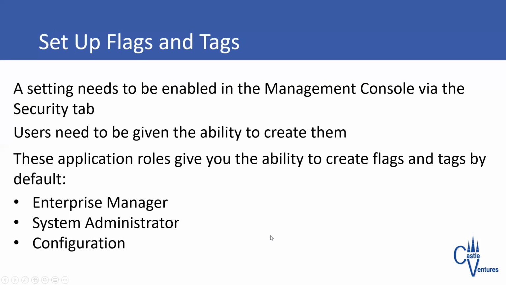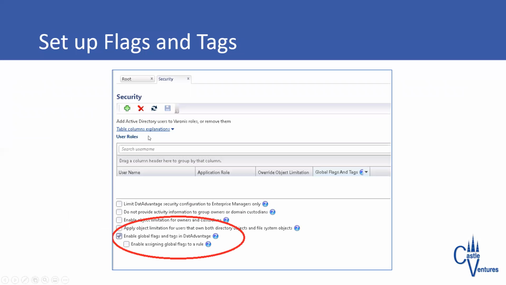Now, the first thing you need to be able to do is to enable them. They're not enabled by default in Varonis. So within the management console, you have to go in and tell Varonis to start using them. And there are 3 user roles that give you the ability to do this: the enterprise manager, the system administrator, and the configuration user. And you'll see in the management console, there's the ability to turn on global flags and tags in Data Advantage. I'm not sure why anyone would not use this. We use them extensively. It's a great thing that you can do.